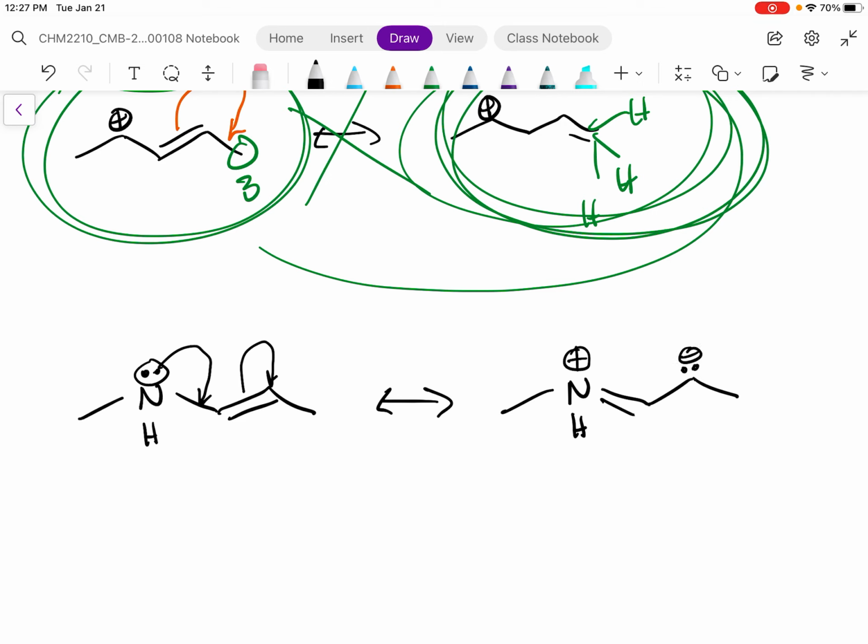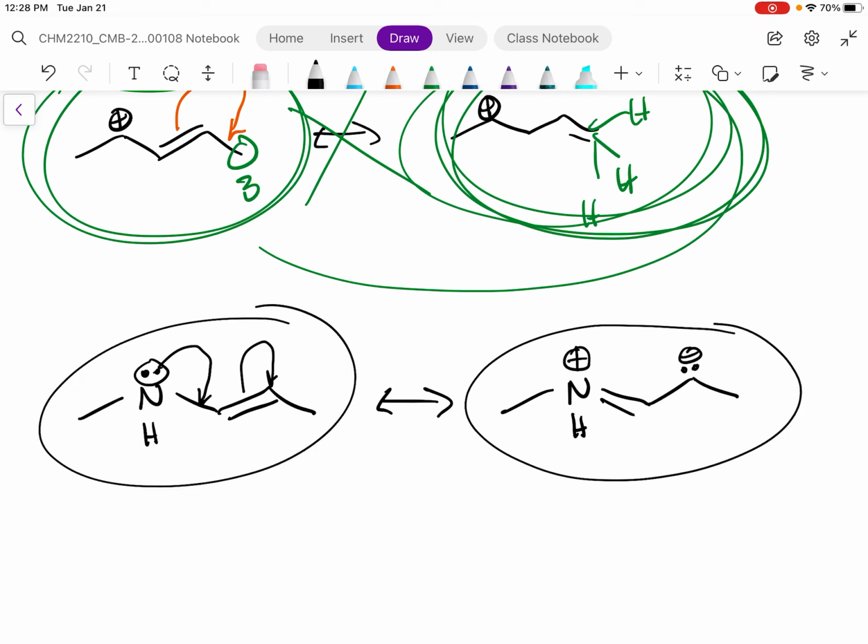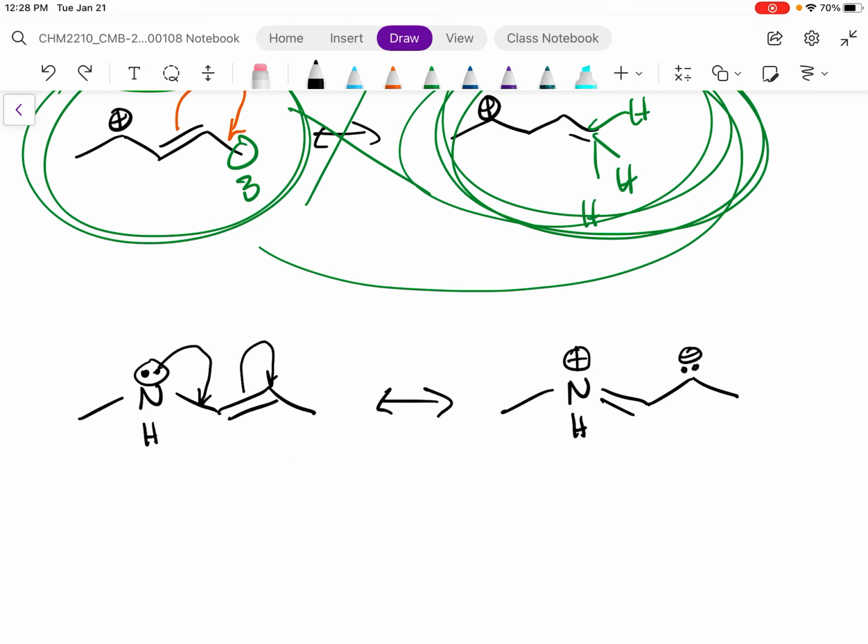The molecule on the left is neutral. Is the molecule on the right neutral? Yes, it is. A negative and a positive cancel each other out. So the overall charge on this molecule is neutral, and the overall charge of that molecule is neutral. So when I'm trying to double check my work, that's what I'm looking for, the overall charge of the molecule.